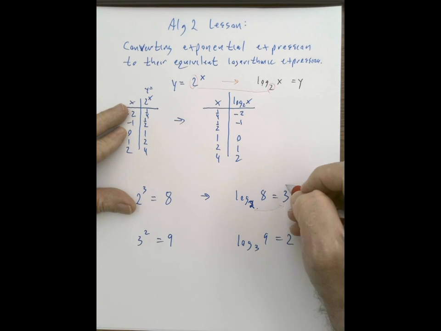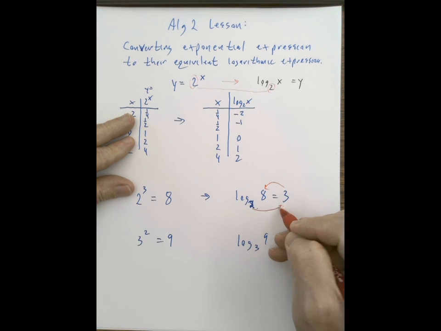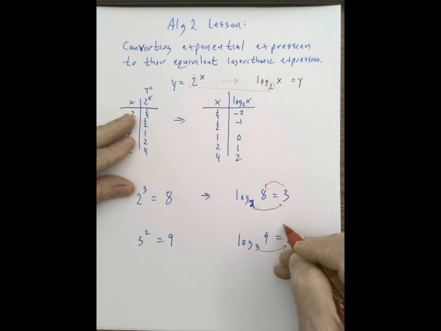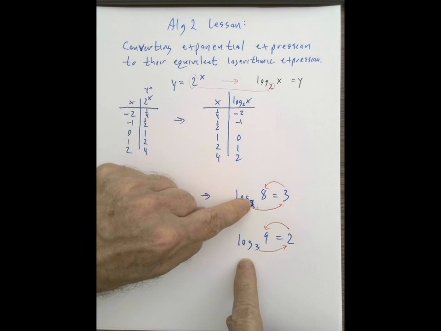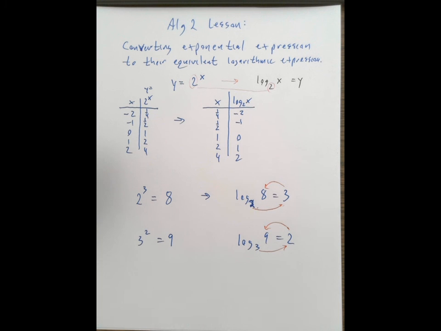2 to the third power, that's 8. 3 to the second power, that's 9. The base number stays the same, and the x and the y are switching positions. Now you're going, well, okay, but so what? It turns out that these logarithmic expressions have useful properties that can be used for different kinds of problem-solving situations. And another thing is we can use them to solve exponential equations. So let's try another one here.